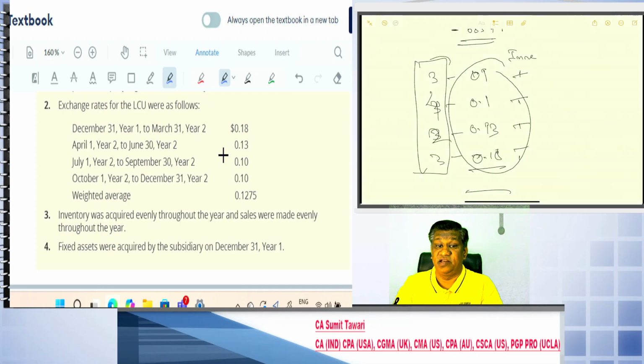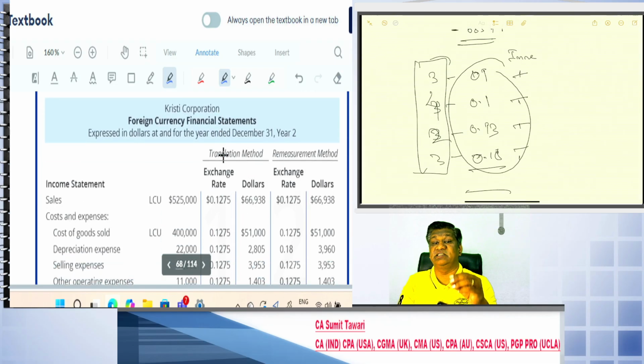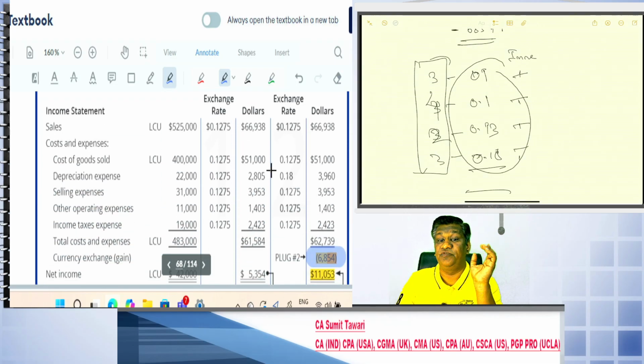In the exam, you will get the weighted average rate in the question. Then the historical rate, you will get it in the question. You do not need to calculate it. And the closing rate, you will get it in the question. What you need to answer, if they ask for the remeasurement method or temporal method, is which rate applies to which item. That you need to attempt.